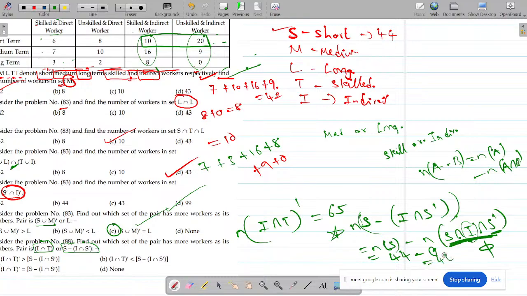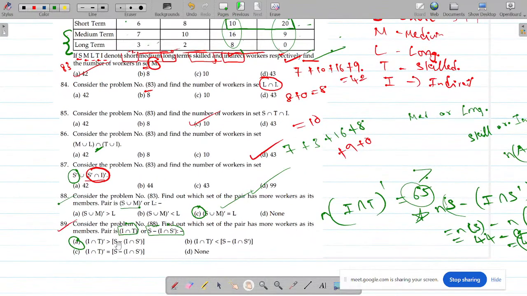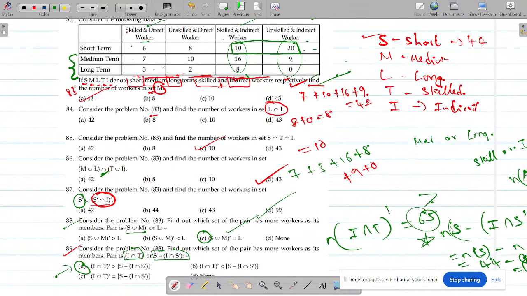So it's 44. This one I'm getting 65, this one is 44, so this is the greater one. So what's the answer? Yeah, A. So this is done. This question is often asked in the exam: a table may be given, and you will be asked to find this one alone or this one alone. So this is quite important. So that's all for today.